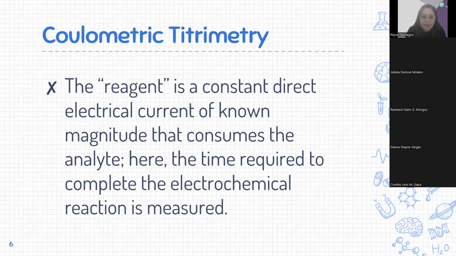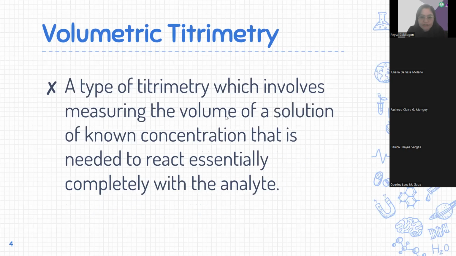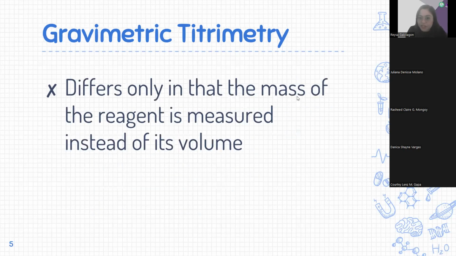So in here, the time required to complete the electrochemical reaction is measured. So gaano kabilis na-consume lahat yung analyte ng ating electrical current. That's coulometric titrimetry. Okay? So tatlo lang yon. Tatlo lang yon, ha. Volumetric, ito yung ginawa natin sa laboratory. I hope you can still remember anong ginawa ninyo. But after the endpoint, you measured the volume. Ito ang i-measure ang mass ng ating reagent.